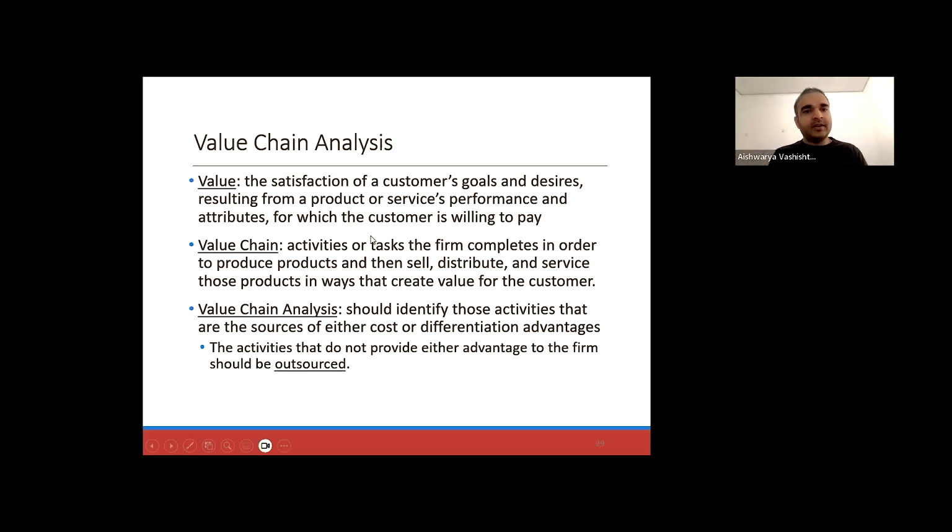So in the value chain, they say that keep your primary activities, that is, primary activities would be something like R&D, the most important activities, at home, and the things that are not providing much value to your product, outsource them.